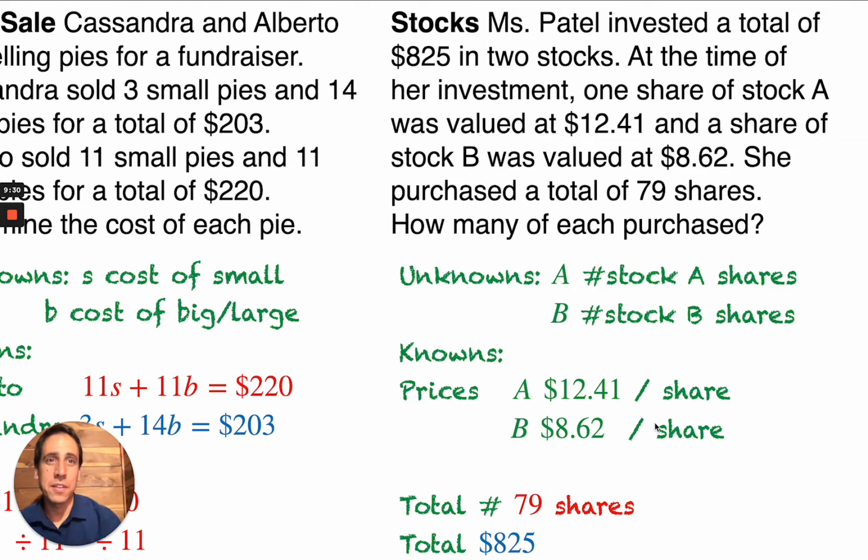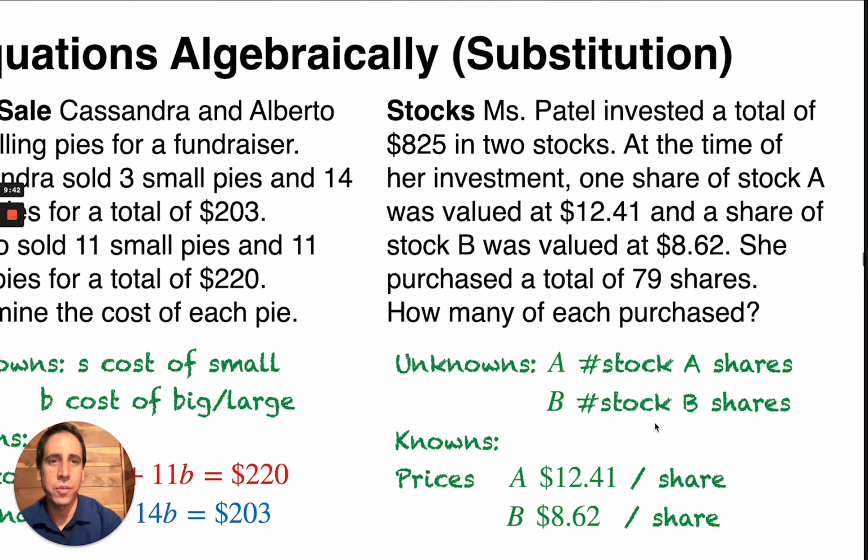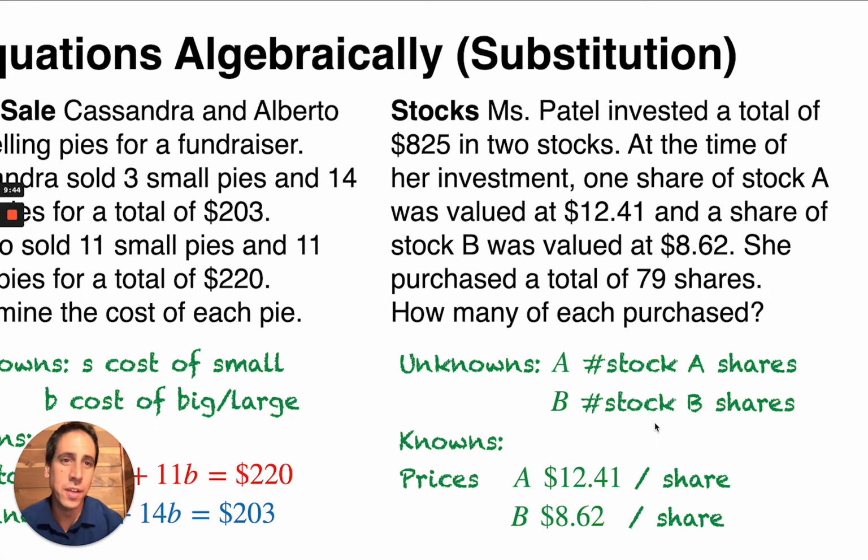Stocks. Miss Patel invested a total of $825 in 2 stocks. Stock market. All right. At the time of her investment, one share of stock A was valued at $12.41, and a share of stock B was valued at $8.62. She purchased a total of 79 shares. How many of each were purchased?